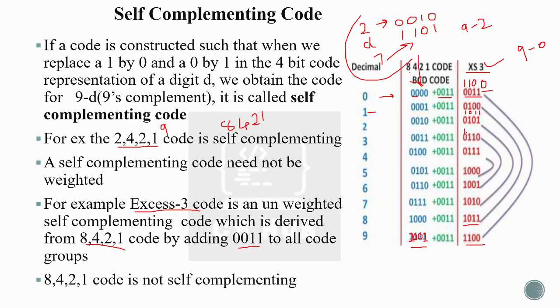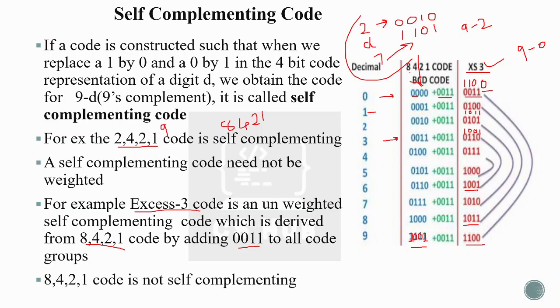When we interchange zeros and ones, we will get 1001. Our number is 3, right? Our number is 3. So 9 minus 3 is 6. The code for 6 is also 1001.